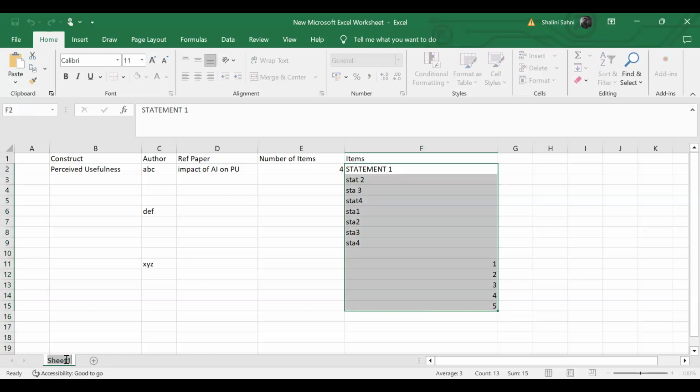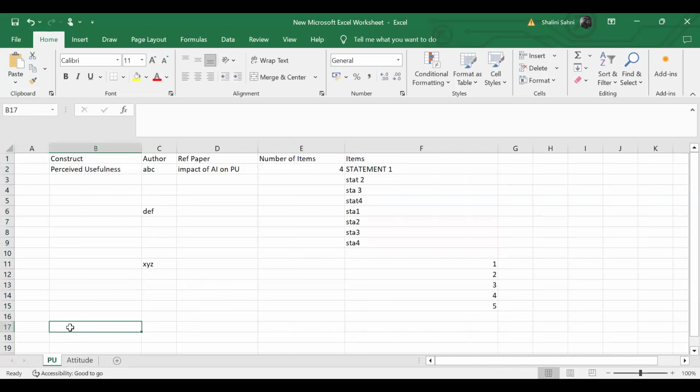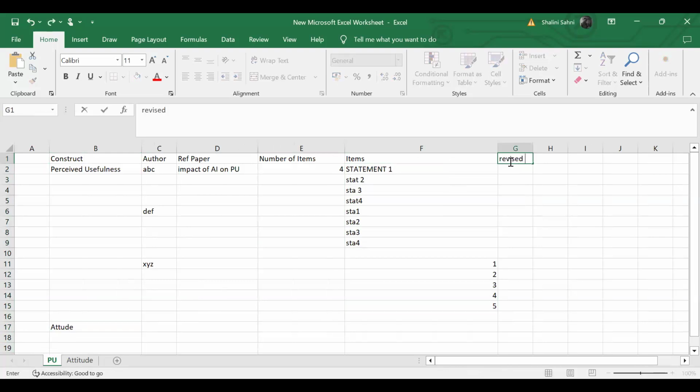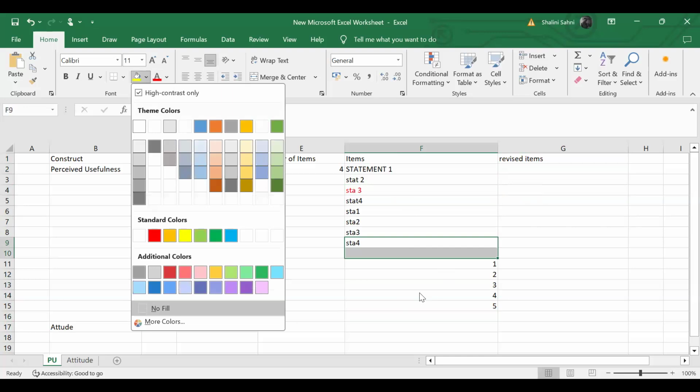So maybe here you can name the sheet as PU. If you want, you can have another sheet with the name of attitude so that there is no confusion. And you can make a similar sheet, up to you, right? So now you have these 9, 10, 11, whatever statements you have. Now you see what kind of statements these are, and then you revise the items. You will revise them based on your context. So whatever you choose, suppose you chose this one, or this one, you highlight them so that you know what changes you are going to make.